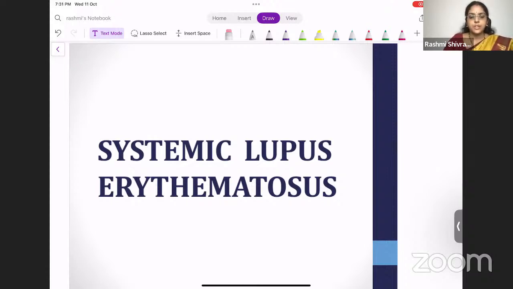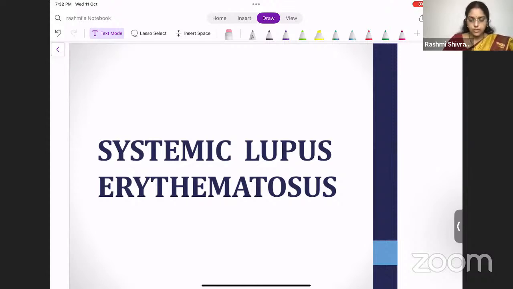This systemic lupus erythematosus is a very, very important medicine case. You get a long case in it, and it's also a very important essay question in your final year exams. This will never leave you in whichever practice you have. Even if you're doing surgery, gynecology, cardiology or nephrology, any department you go to, SLE will definitely come forward. So it is very important to understand the basics of systemic lupus erythematosus.